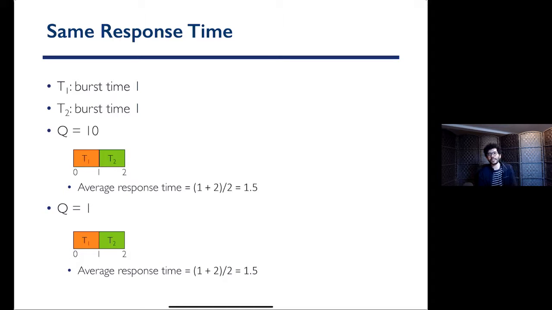If I decrease the time quantum to 1, I'm not going to change the outcome. It's going to still be T1 and then T2, and the average response time is not going to change. So in this example, I decreased the length of the time quantum, but the average response time did not change.